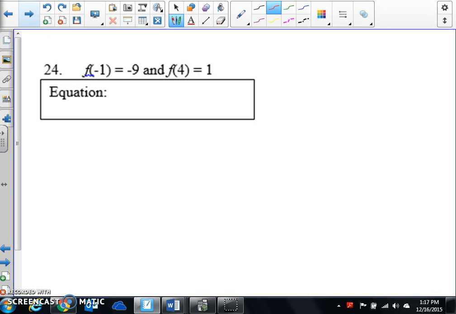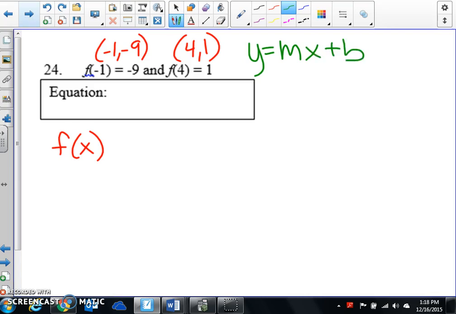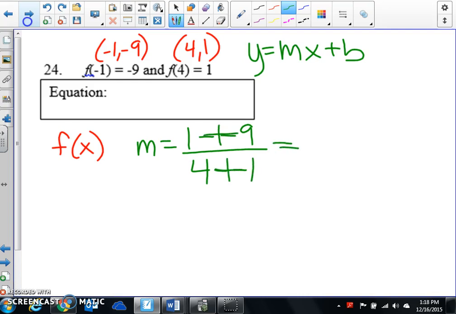All right, what I would do if I were you is immediately, remember this is f of x, right? So this point is actually (-1, -9). This point is (4, 1). So now they want us to put it, I believe all of these, 24 through 28, are still slope-intercept. So y equals mx plus b. I'm given 2 points, so I start with my slope. 1 minus a -9 over 4 minus a -1. Those both become pluses. 1 plus 9 is 10. 4 plus 1 is 5. 10 divided by 5 is 2.